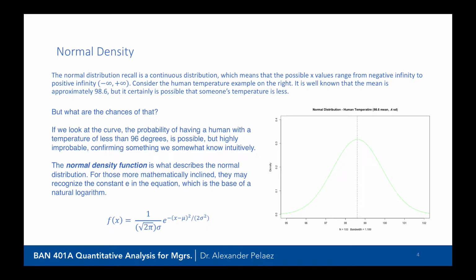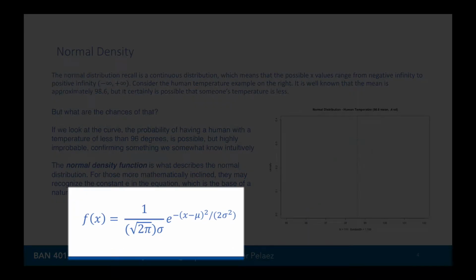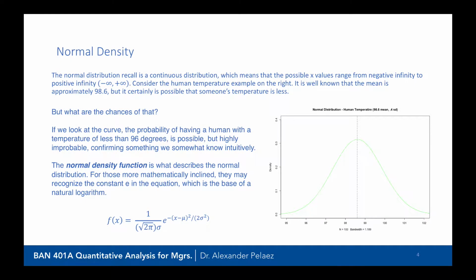Now, the normal density function, as we said, is what describes the normal curve, and it is described by this function below. It's not really important to know because most statistical software, like Excel, will do this for you. But it is interesting to note that it has this constant e in the equation. And e is the base of the natural logarithm, which we see in a lot of mathematical formulas and financial formulas as well.